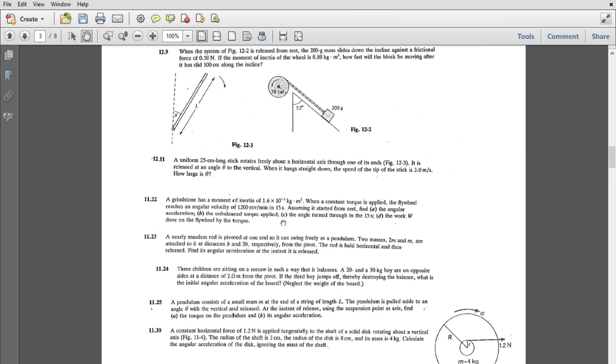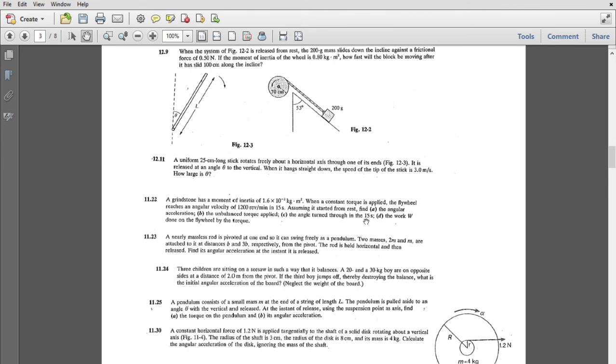1122, a grindstone has a moment of inertia of so much. Constant torque is applied. The flywheel reaches an angular velocity of so many revolutions per minute in 15 seconds. Assuming it started from rest, find the angular acceleration and the net torque applied, the angle turned through in 15 seconds, and the work done on the flywheel by the torque.